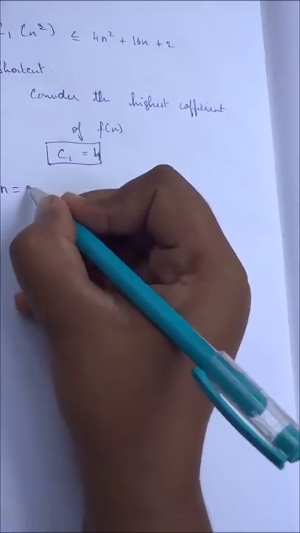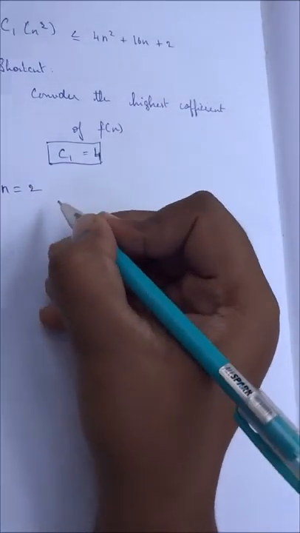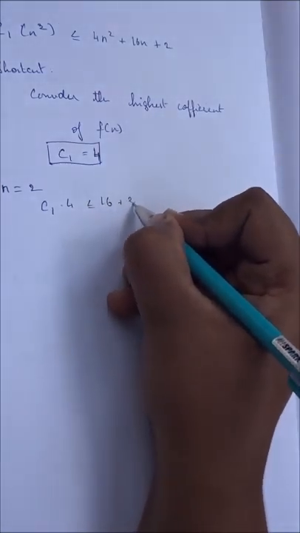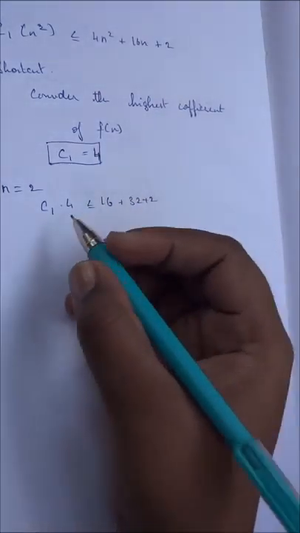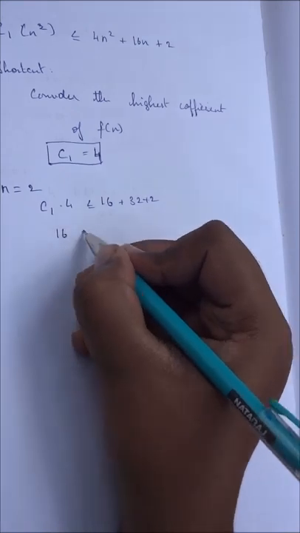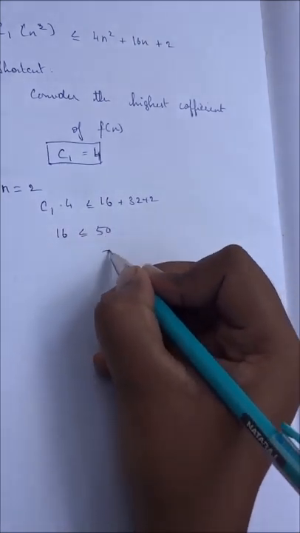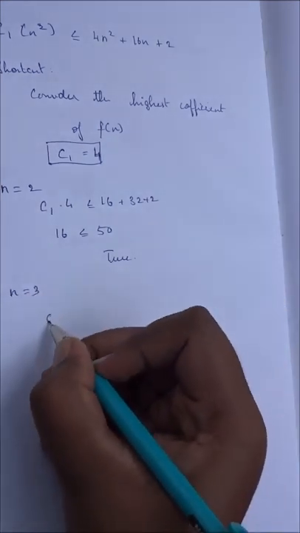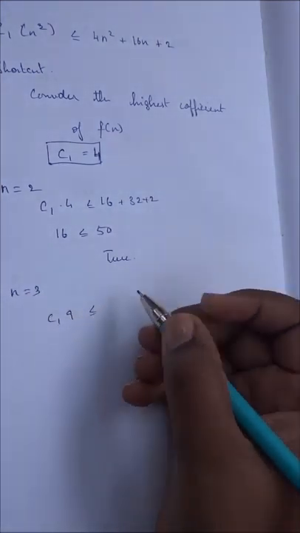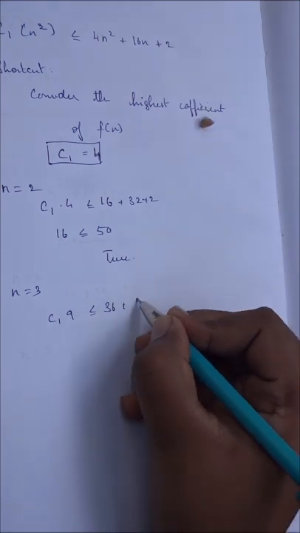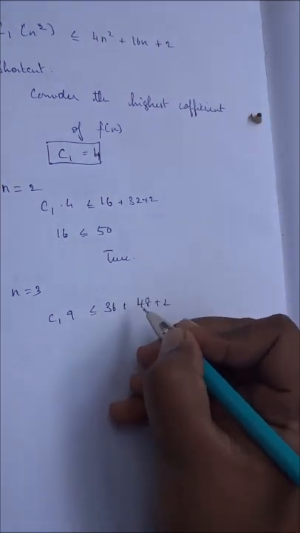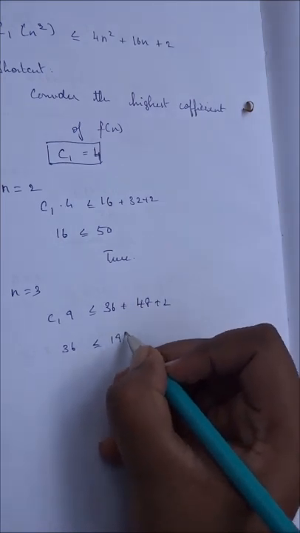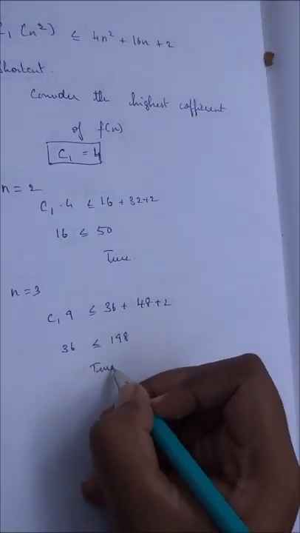When you apply C1 equal to 4 and now n equal to 2, we get C1 into 4 less than or equal to 16 plus 32 plus 2, which results in 16 less than or equal to 50. The condition is true. Now when applying n equal to 3, we get C1 into 9 less than or equal to 36 plus 48 plus 2, which results in 36 less than or equal to 198. Therefore, the condition is true.